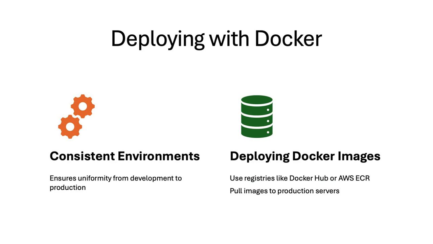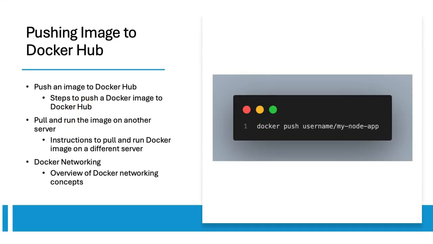Docker simplifies application deployment by maintaining consistent environments. Deploy Docker images to registries like Docker Hub or AWS ECR and pull them to production servers. To push an image to Docker Hub, then pull and run the image on another server.